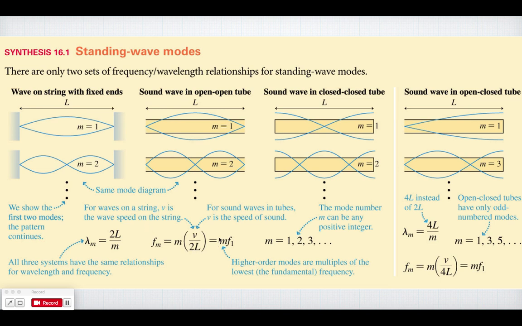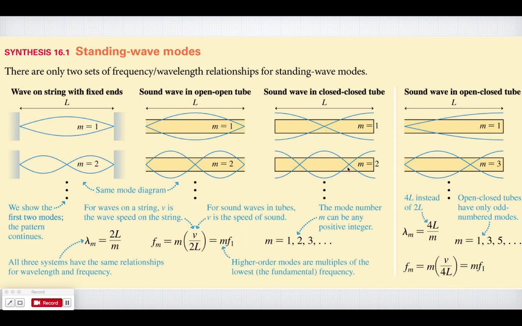Now, this condition applies for all three of these, whether it's open-open, close-close, or it's a string with fixed ends on the ends. Now, again, I just got to count the antinodes. It tells me my mode, and I can find everything else. Here, I have to count my antinodes. Okay, that's fine. But here, I just count my nodes.